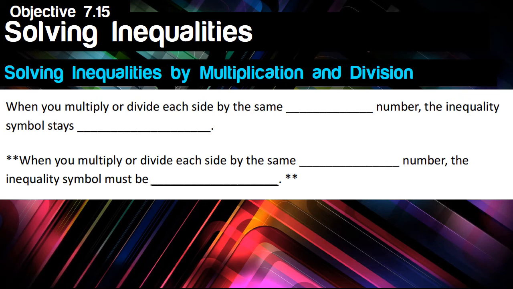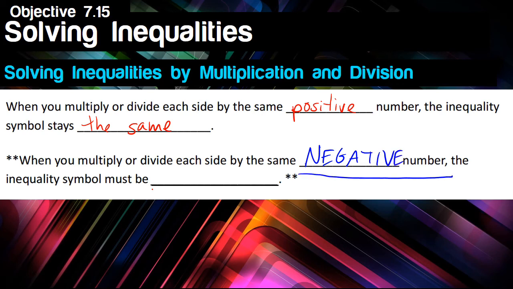So now this is where it gets a little tricky. So we got some fill in the blanks to help you out here. When you multiply or divide each side by the same positive number, the inequality sign stays the same. But when you multiply or divide each side by the same, this is where the difference is, negative number, and if you need to make a note, it is only with the negative numbers, the inequality symbol must be flipped. So of course, we're going to give you some examples of what this looks like.